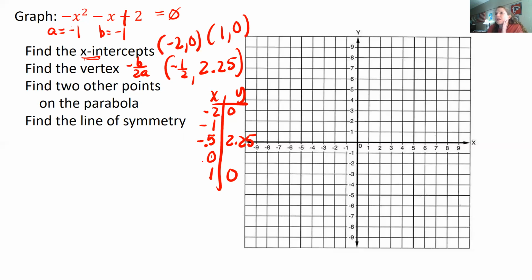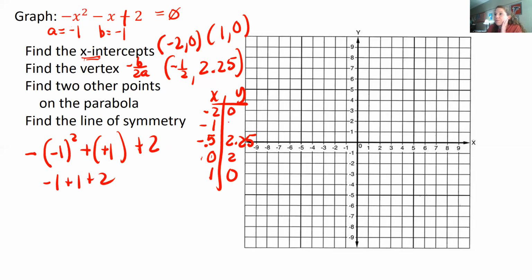Yeah, that should work. All right, so when we plug in -1 and 0, first of all, let's do the 0. 0 squared is 0, 0 minus 0 is 0, and 0 plus 2 is 2. So hopefully when we plug in -1, we get the same answer. So we're going to do the opposite of -1 squared minus -1 plus 2. So -1 squared is 1. The opposite of 1 is -1. And then -1 plus 1 is 0, and 0 plus 2 is 2. So these are our two other points.